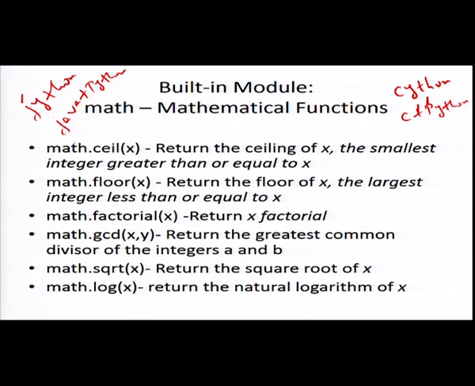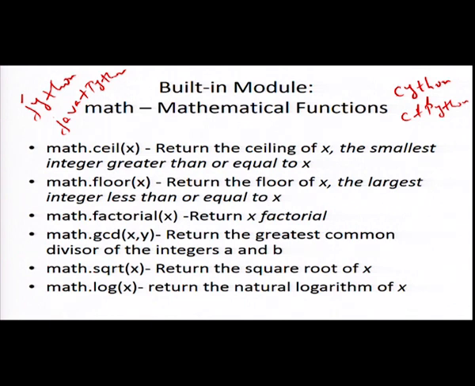Module name dot function name bracket variable, which returns the ceiling of x, the smallest integer greater than or equal to x. Now the other function is math dot floor of x. It returns the floor of x, the largest integer less than or equal to the x value. Largest in the sense that whatever value you provide within this x, that will be printed.